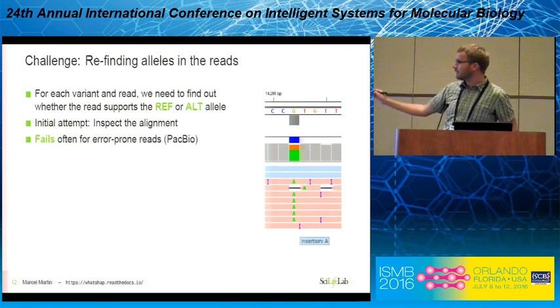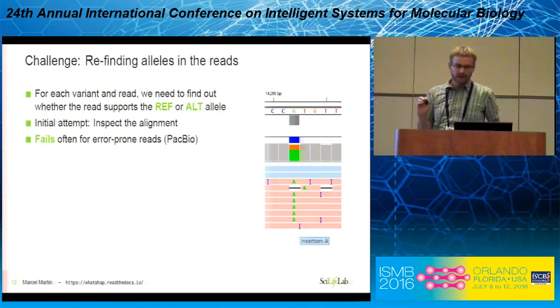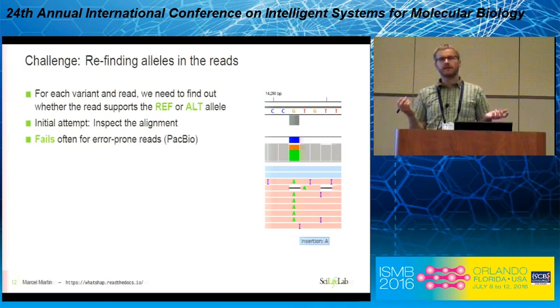Another example down here, there's an insertion of an A, and that should actually also be a read that supports the alternative allele. But just looking at this column here, we cannot detect that. The problem here is that the aligner doesn't know about the alternative allele. It is biased towards the reference.